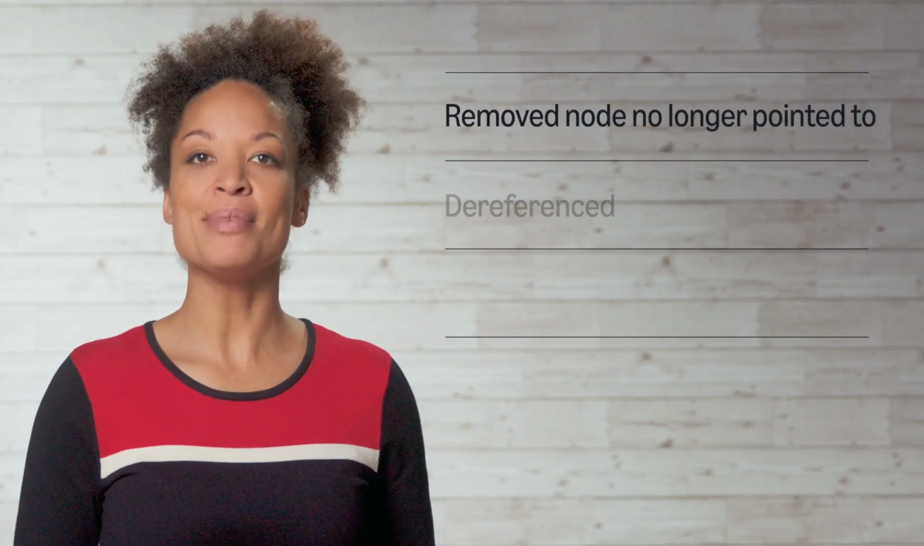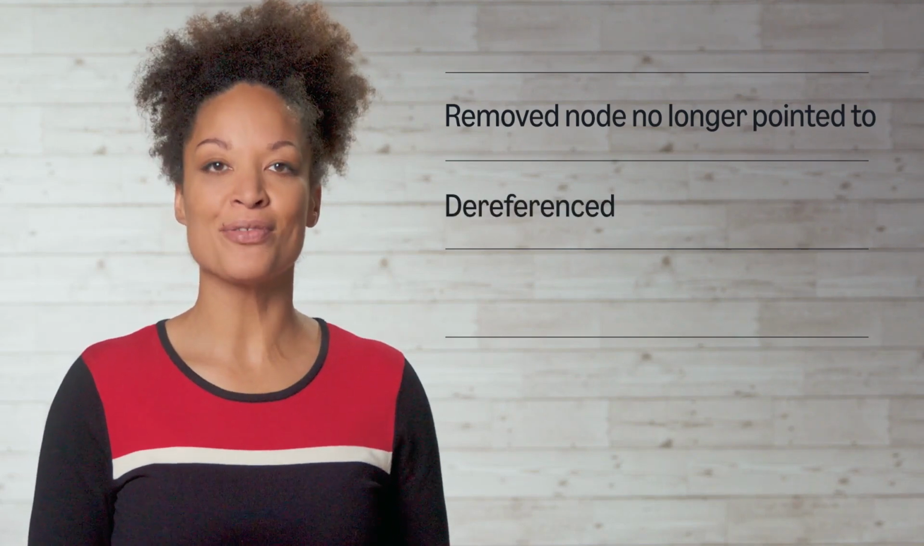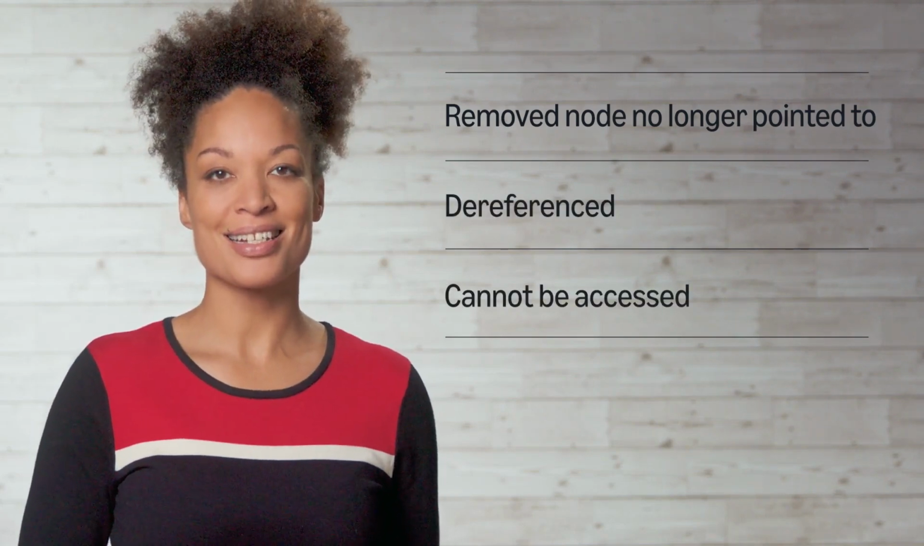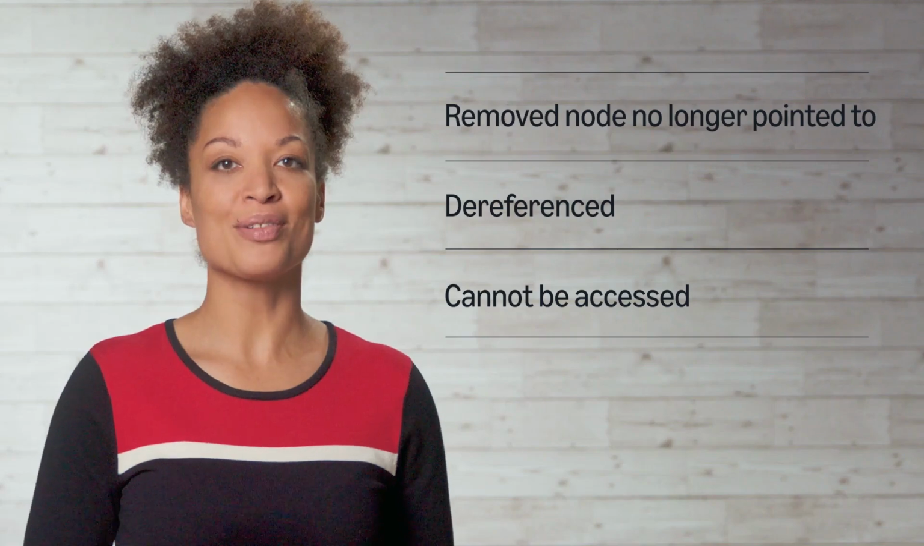When you update the previous node's reference to remove a node from the singly linked list, remember that the removed node is no longer pointed to by any node. It means the removed node is dereferenced and cannot be accessed. If you want it back, you must create it again.